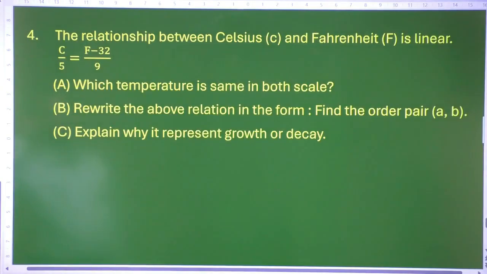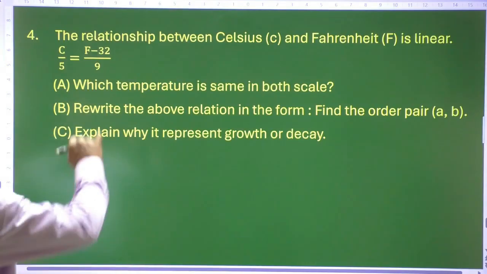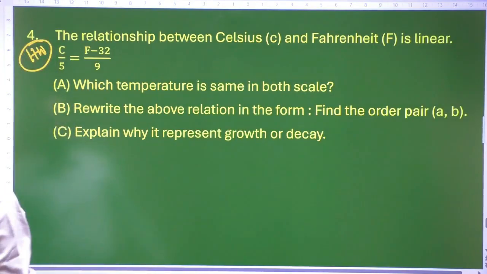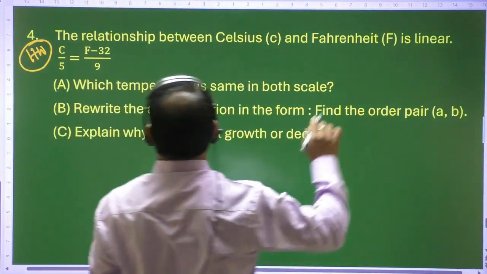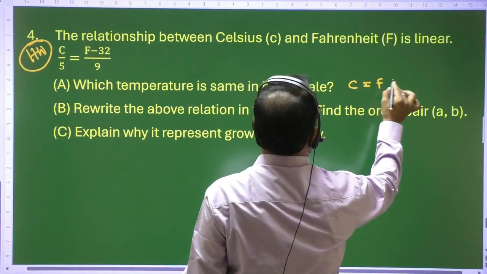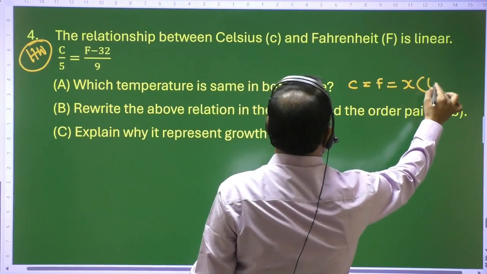One more question is given. The relationship between the centigrade and Fahrenheit is given, this one. So this is nothing, you have to solve at home. Which temperature is same in both scale? For this purpose you can write C is equal to F is equal to x, let.